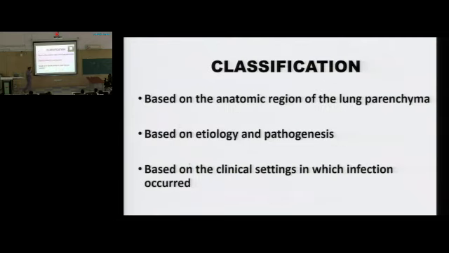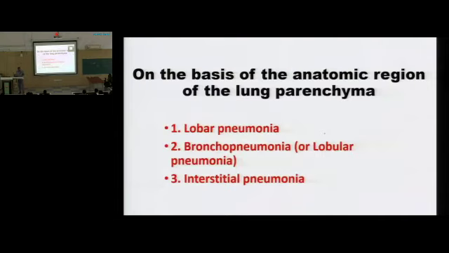So how to classify pneumonia? We know now that pneumonia is the infection caused to the functional units of the lung, that is alveoli, distal to the terminal bronchioles. So there are different ways to classify this pneumonia: based on the anatomic position, based on the etiology or pathogenesis, and based on the clinical setting where the infection occurred. So we will see one by one. So how are the pneumonias classified according to the anatomic site?